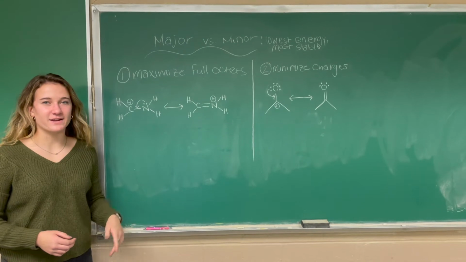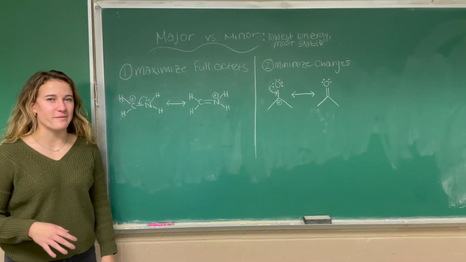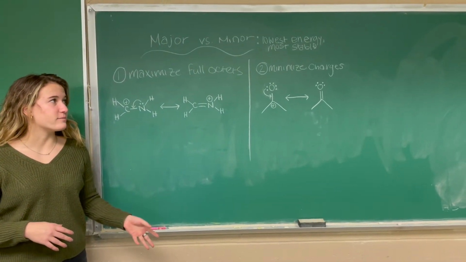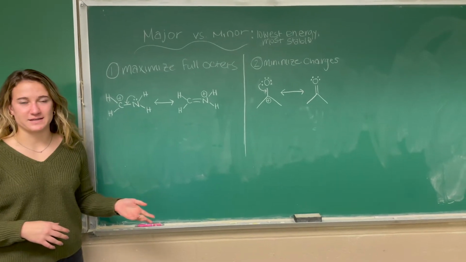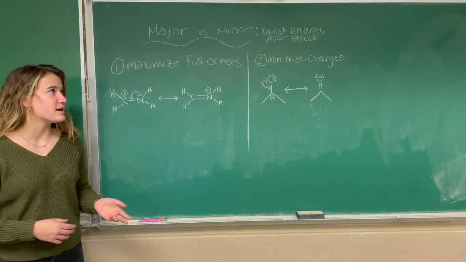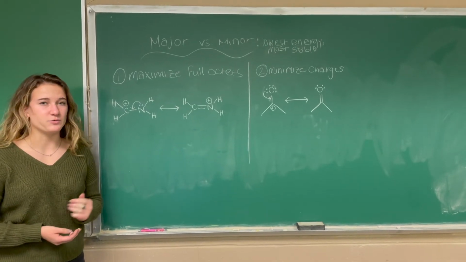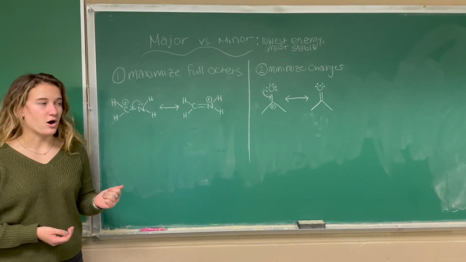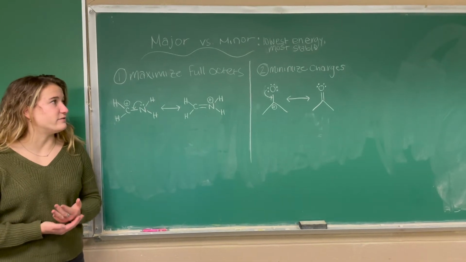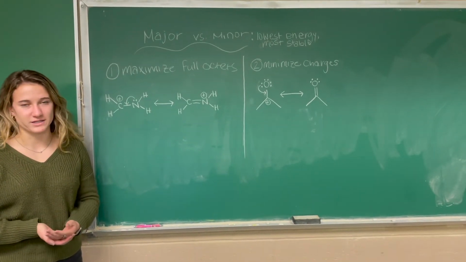When drawing cation resonance structures, it's important to remember that certain forms are more stable than others, and in that case, this would be the major forms. Major forms are the lowest energy and the most stable. Two ways to find the major form are to see which ones have the most filled octets or which ones have the least charges.